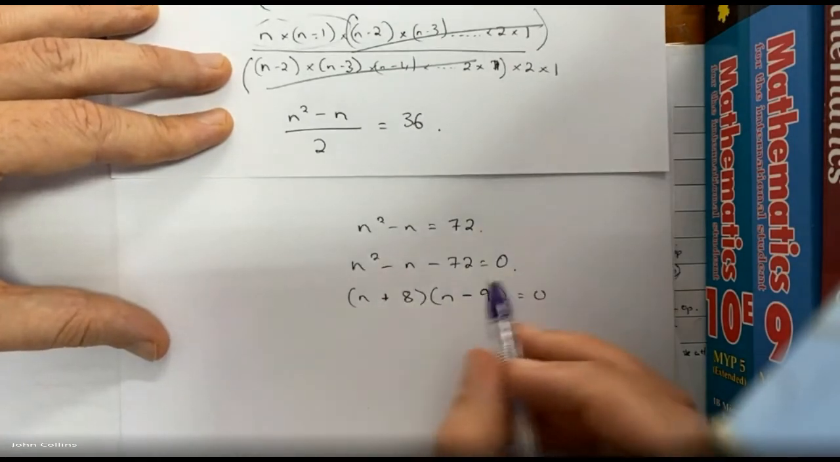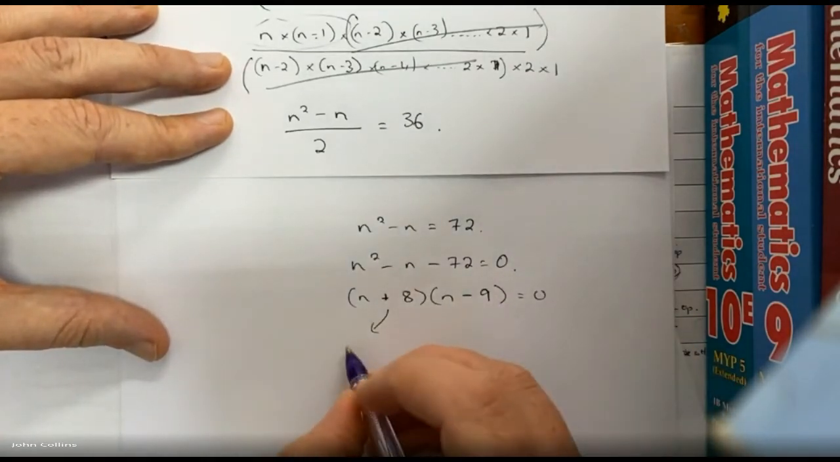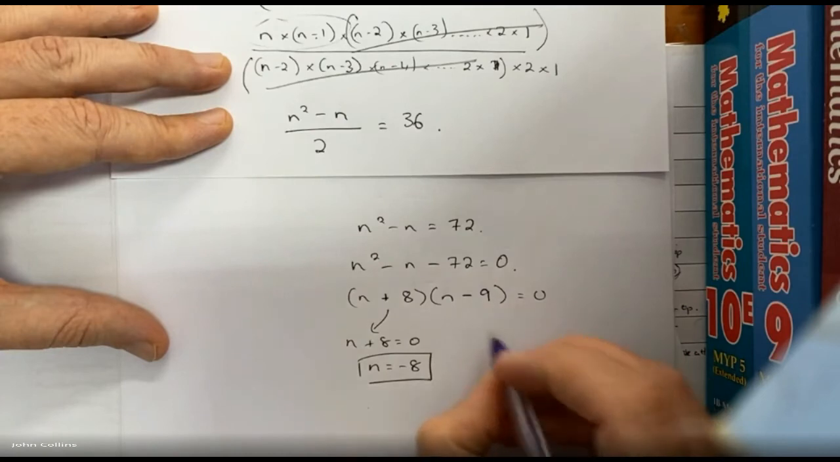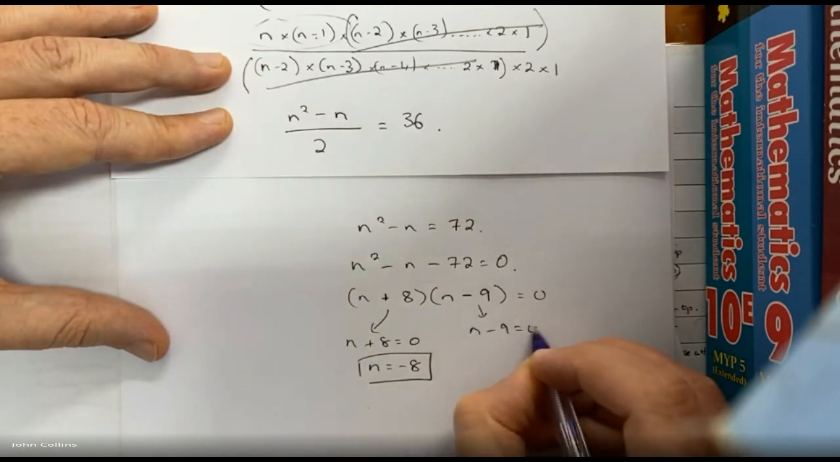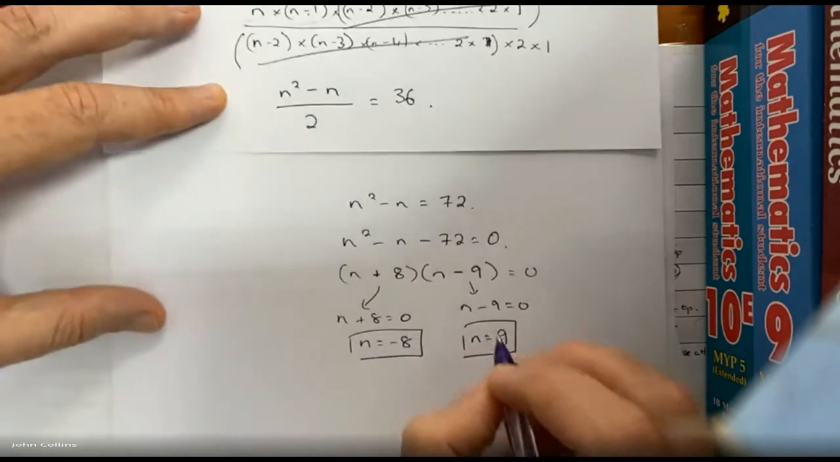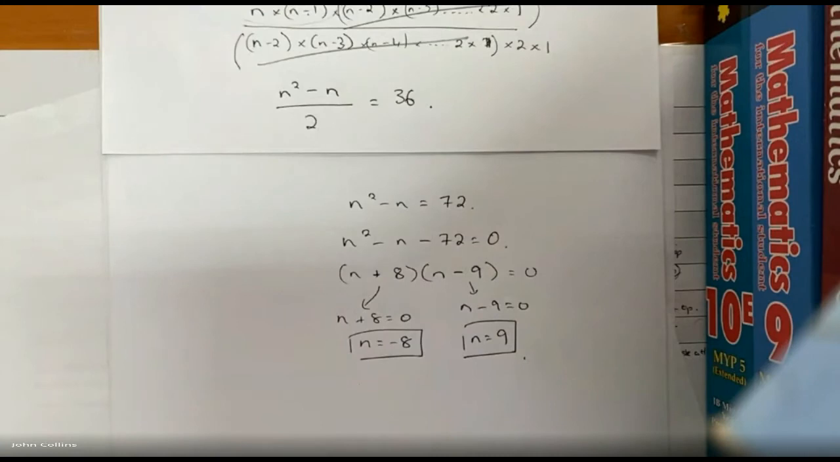Looks like I'm going to get 2 answers for n here. This, n plus 8 equals 0, so n must be negative 8. Okay, that's one answer. n minus 9 equals 0, so n equals positive 9. So I do get 2 answers. Which one do I keep? Or do I keep both of them?